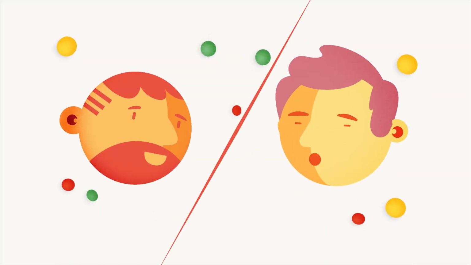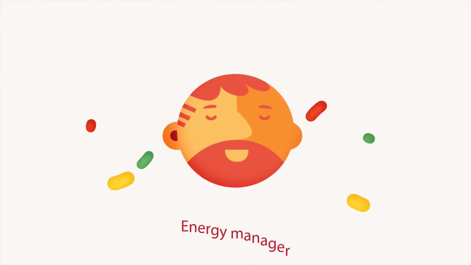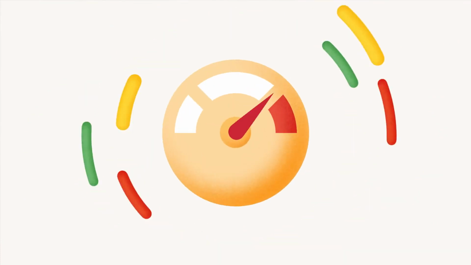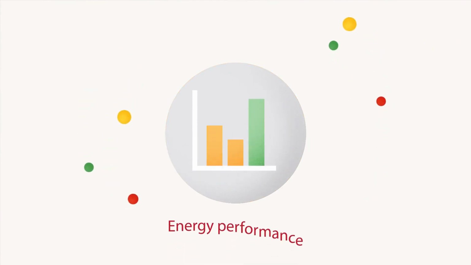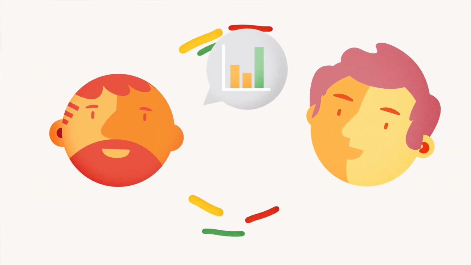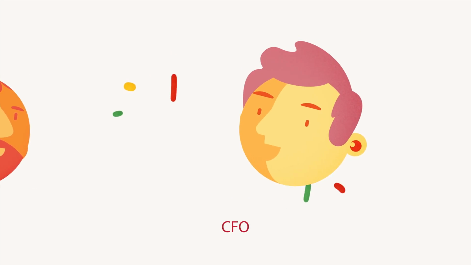Mugs. But at work, they couldn't differ more. As the energy manager, Fred's job is to reduce the company's overall energy consumption, report on energy performance, deal with energy audits, and justify the results to the CFO. And that's Barry.